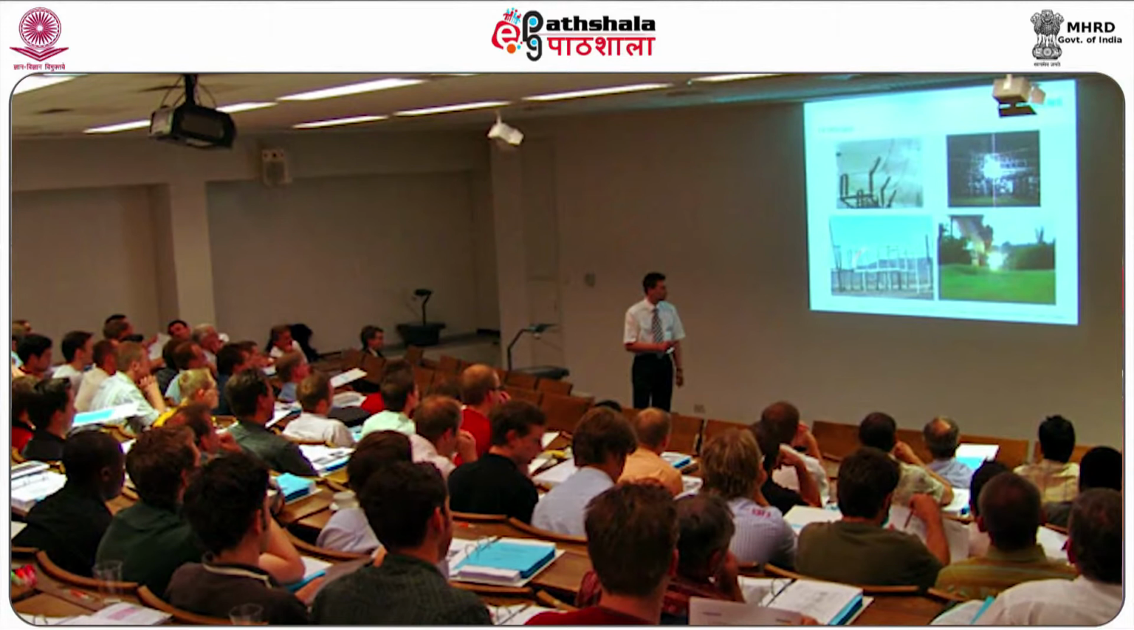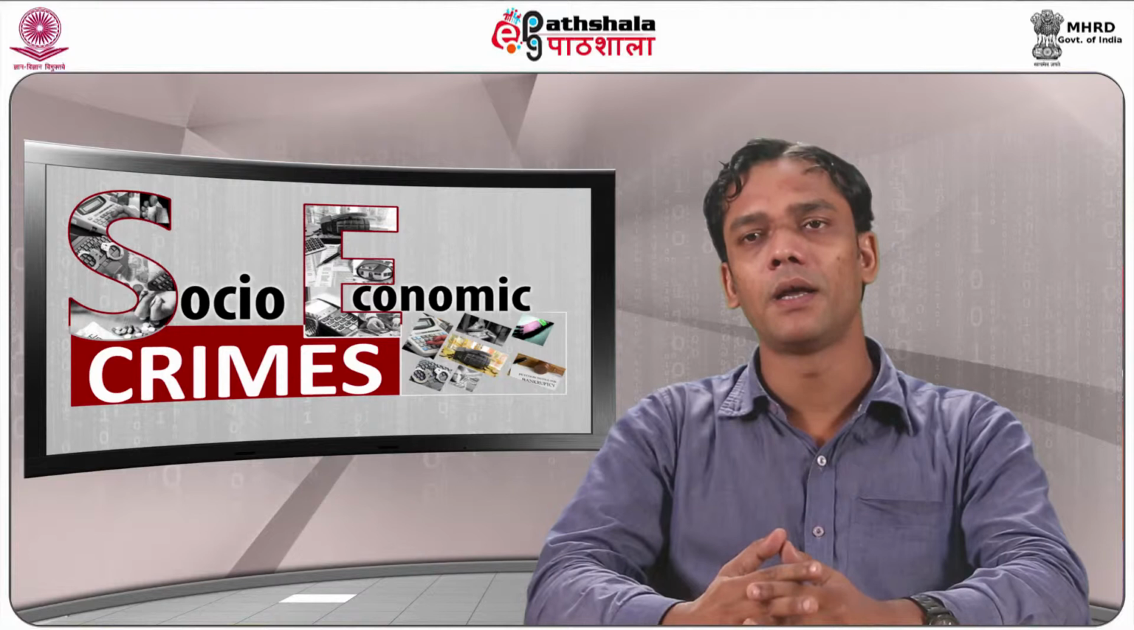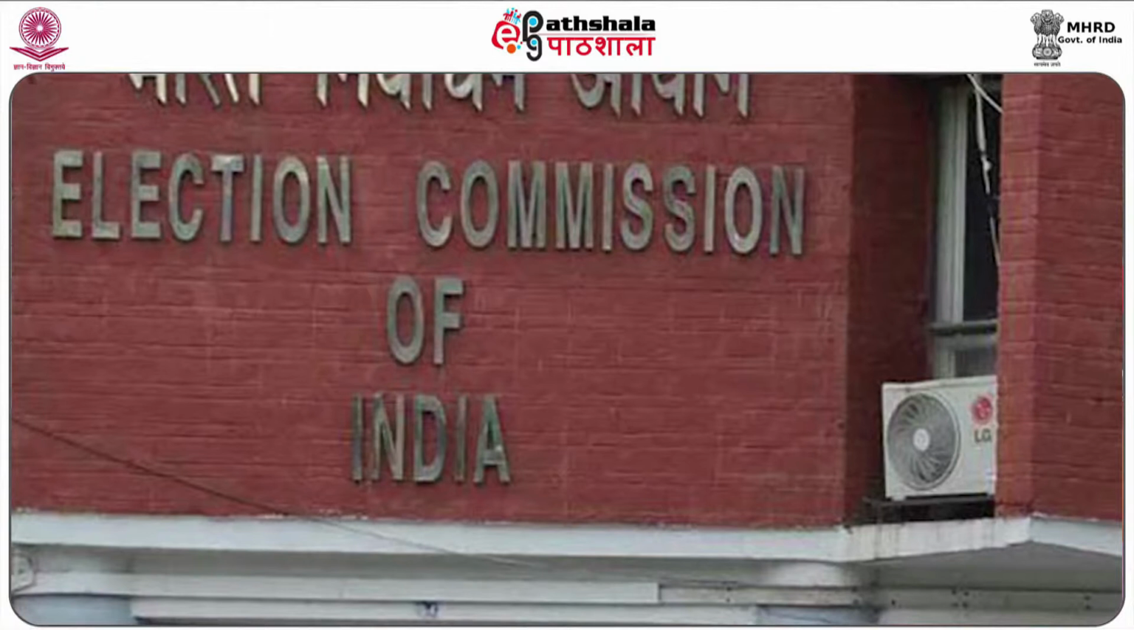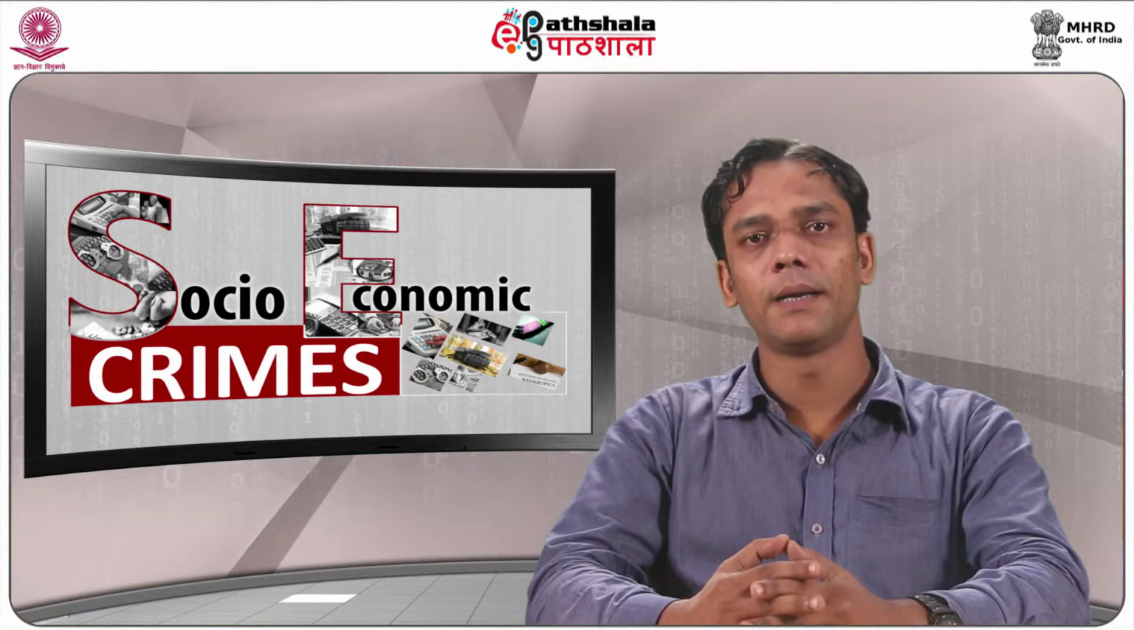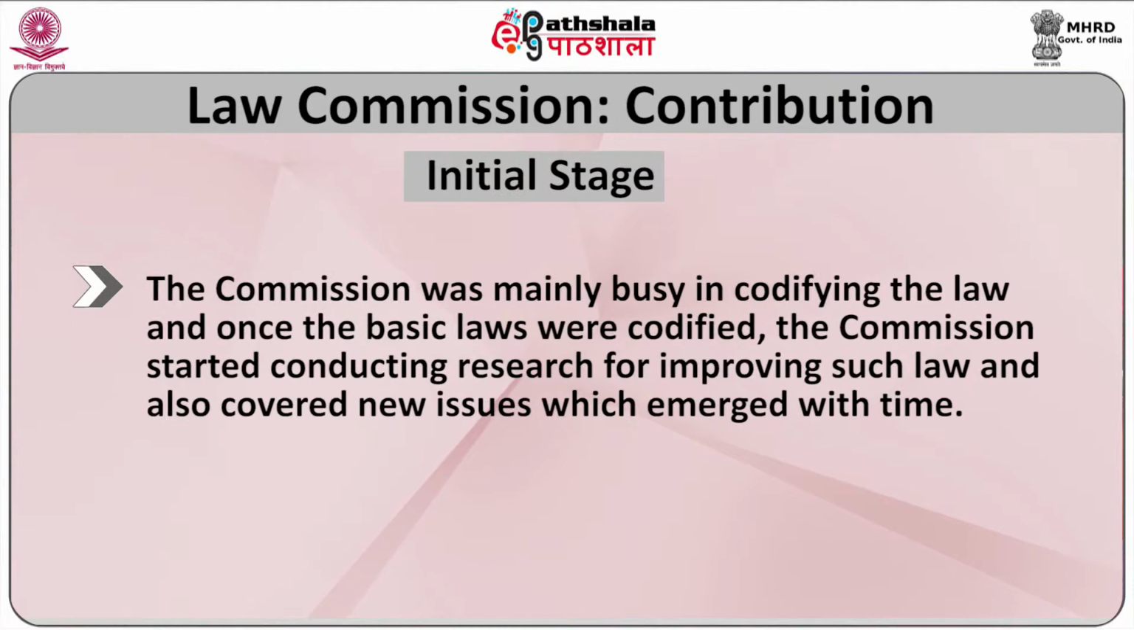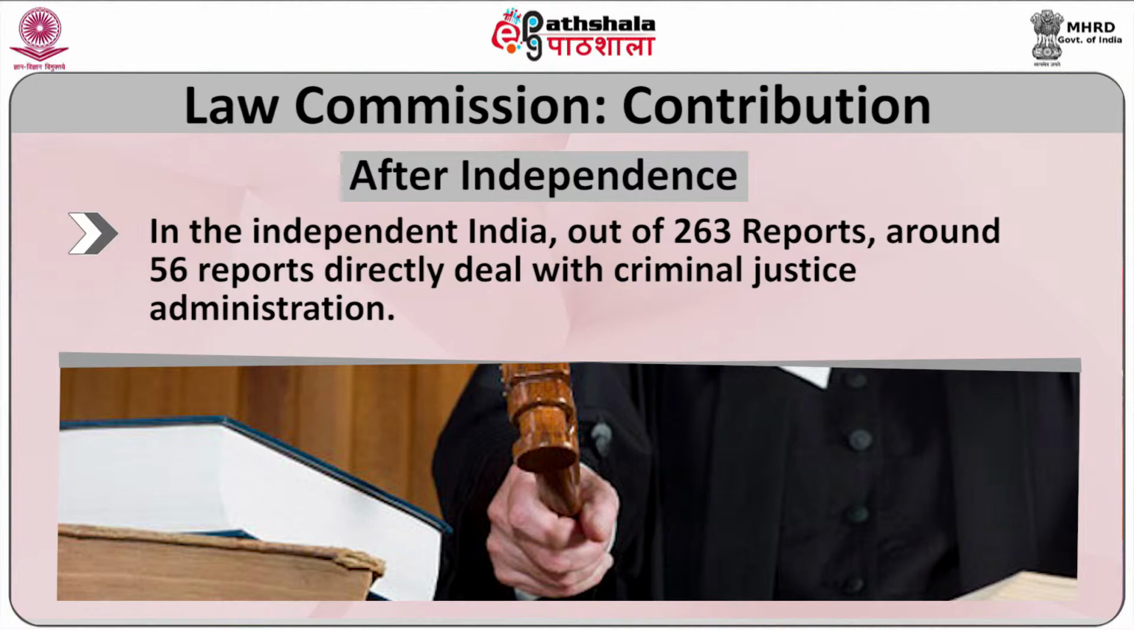The data collected through the said process is evaluated and organized in a systematic manner, and finally a report is prepared. Regarding the contribution of the commission, it may be classified into two phases, before independence and after independence. At the initial stage, the commission was mainly busy in codifying the law, and once the basic laws were codified, the commission started conducting research for improving such laws and also covered new issues which emerged with time. In independent India, out of 263 reports, around 56 reports directly deal with criminal justice.